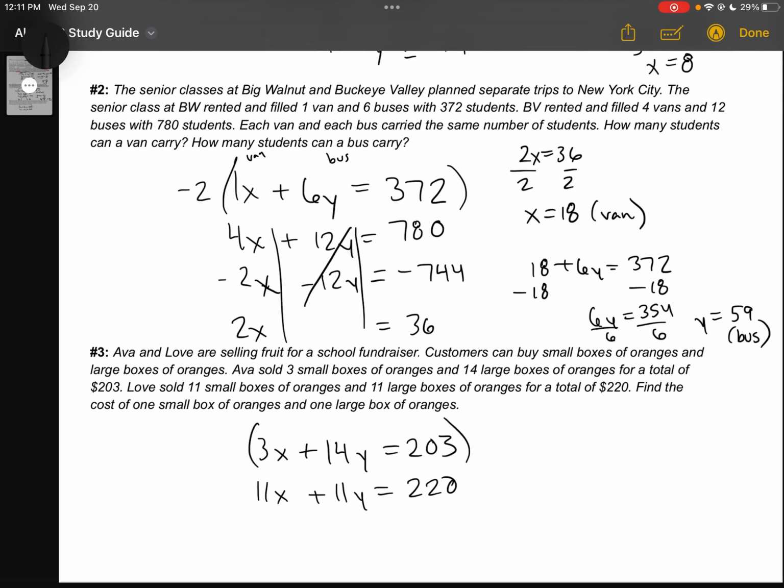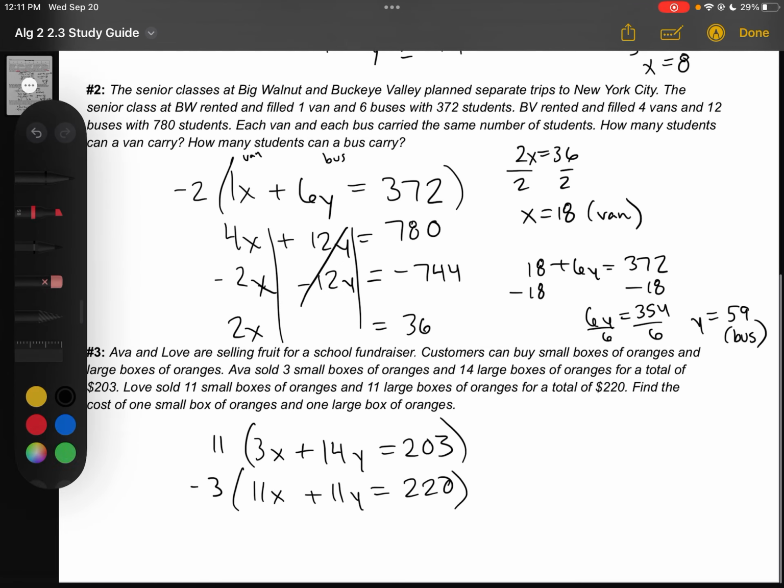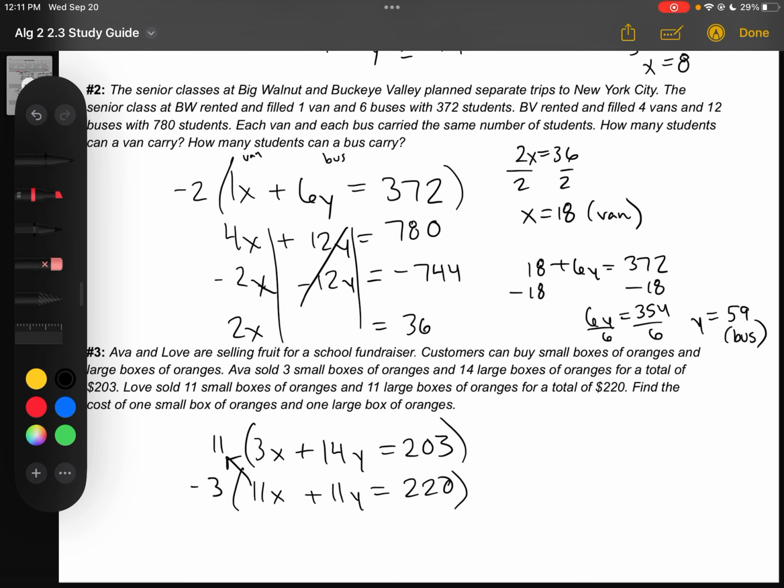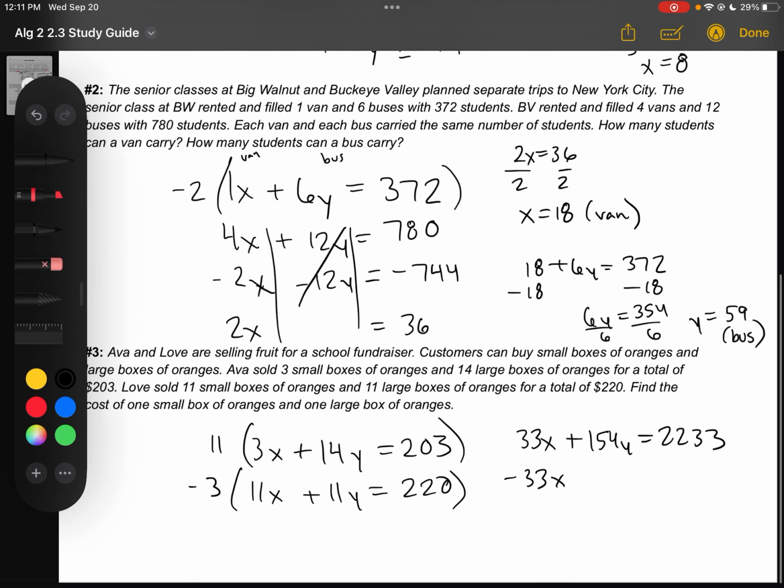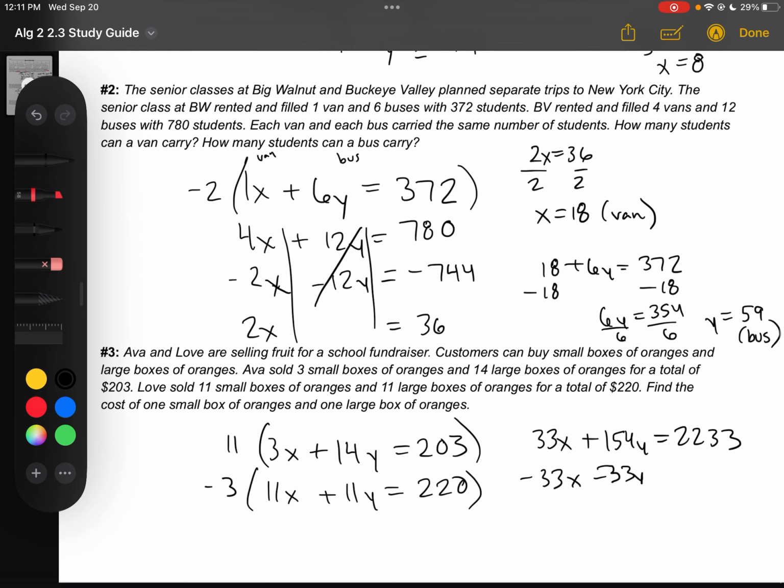So this is one of our challenge questions where we have to multiply by our coefficients. So the 11 goes over here, the 3 goes here. Just have to make sure they have opposite signs. So our new equations are going to be 33x plus 14 times 11 is 154y equals 203 times 11 is 2233. And then we do the opposite for our bottom one with -3.